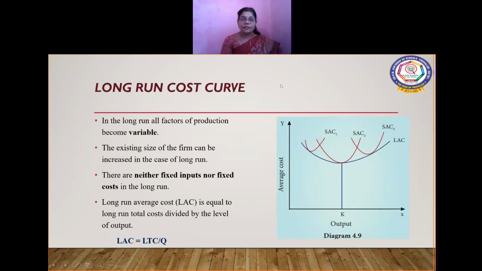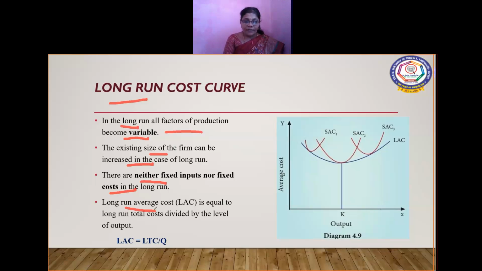Next we are going to discuss the long run cost curve. You know the difference between long run and short run. In our previous lesson we discussed these concepts separately, isn't it? We discussed that in the long run, all factors of production become variable. For example, the size of the firm may be increased, some technology may be introduced, some modern machineries may be installed. So if we take the long run cost curve, there are neither fixed inputs nor fixed costs. Everything will keep on changing.